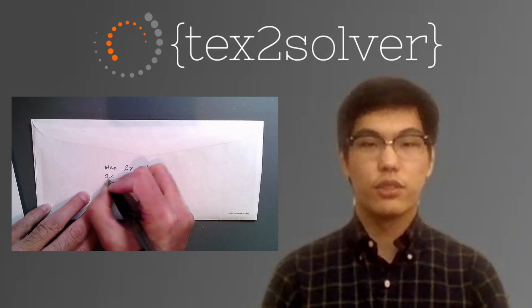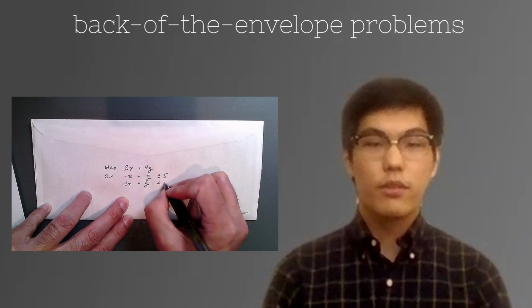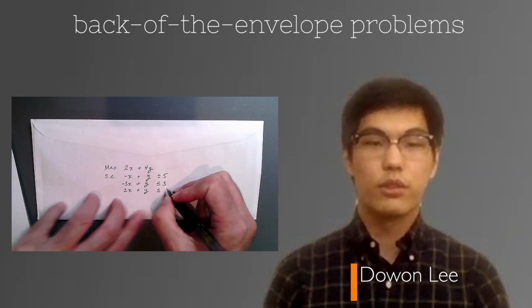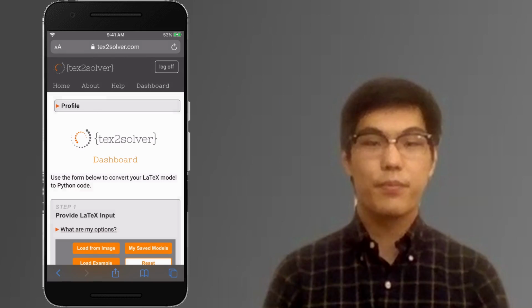tex2solver also helps practitioners quickly solve those back-of-the-envelope problems, literally. From a smartphone, you can take a picture of a model you wrote in a notebook, on a whiteboard, or, in our case, an envelope.